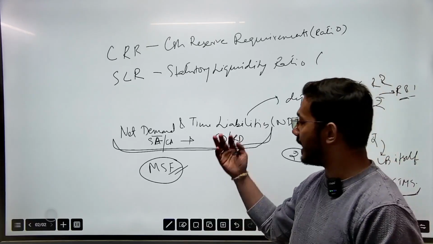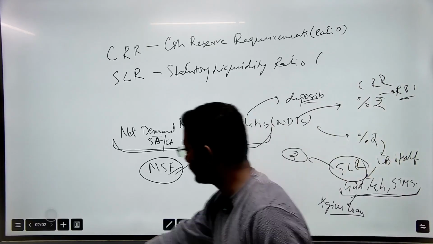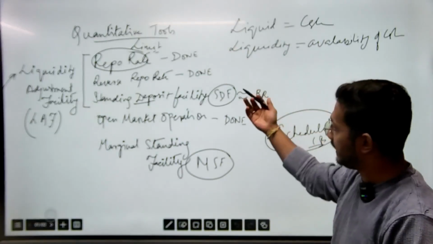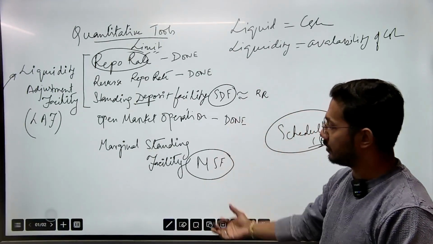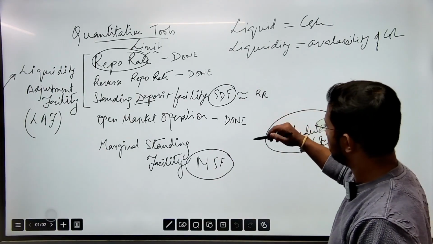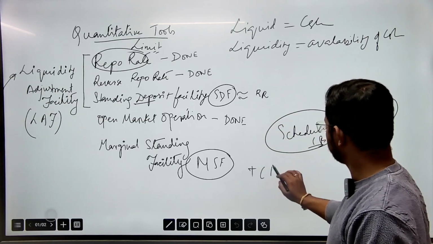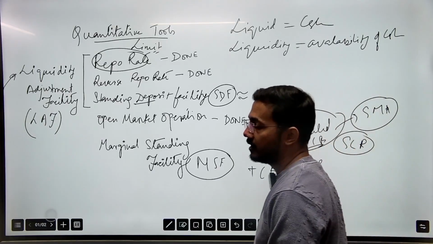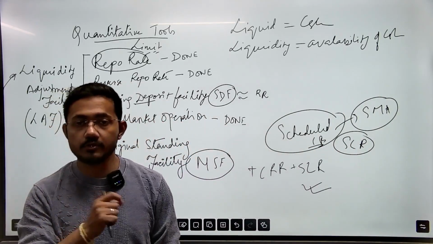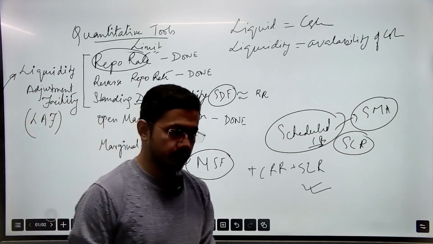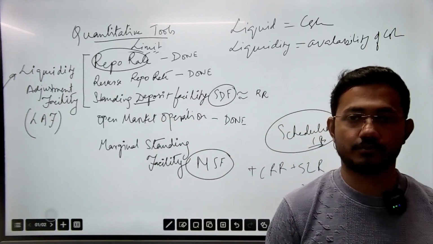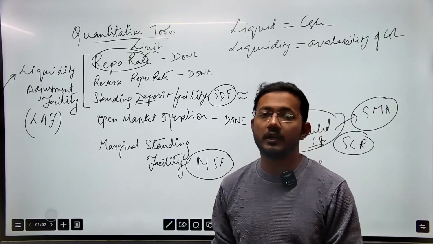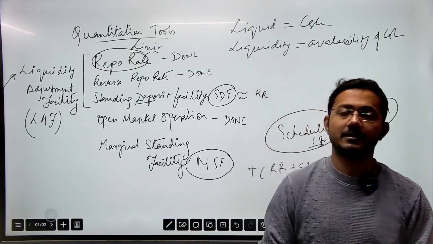All right. So these are the monetary policy tools. What are the tools that we have studied today? We have already studied repo and reverse repo. Today, standing deposit facility, open market operation, marginal standing facility, plus CRR and SLR. So here we complete all the tools under quantitative monetary policy tools. There are more tools under qualitative monetary policy tools that you will see in the next video.